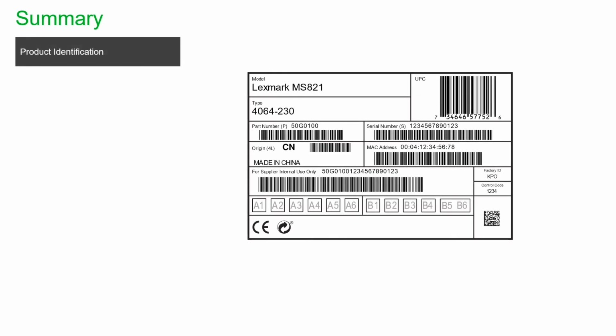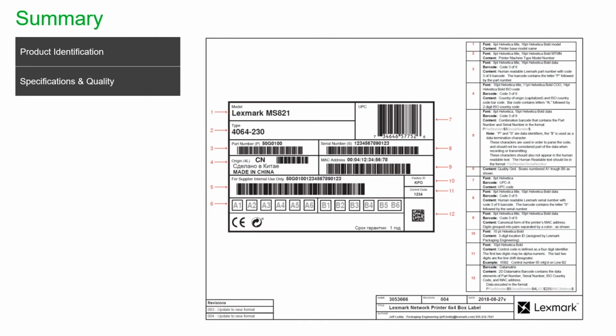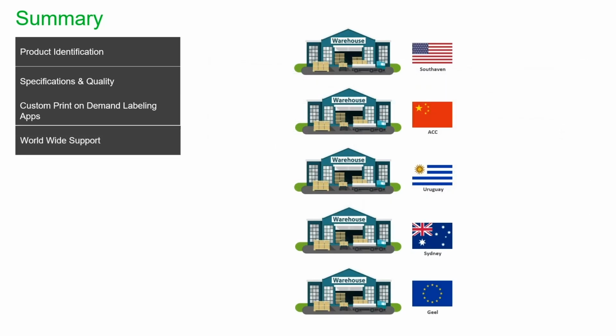Packaging engineering's manufacturing support ensures parts are labeled correctly so that they may be accurately identified throughout the supply chain, creates and maintains specifications for labeling of products and ensures compliance, creates custom print-on-demand label applications used during the manufacturing process, and finally provides 24/7 support for manufacturing and customization sites worldwide.